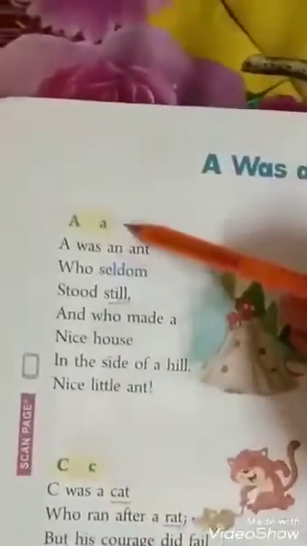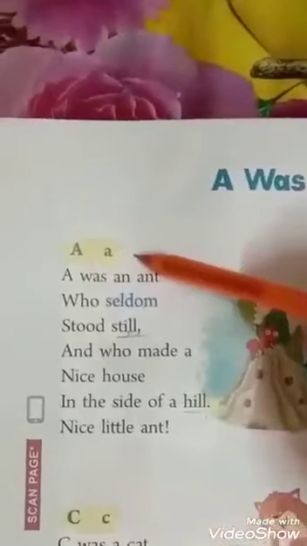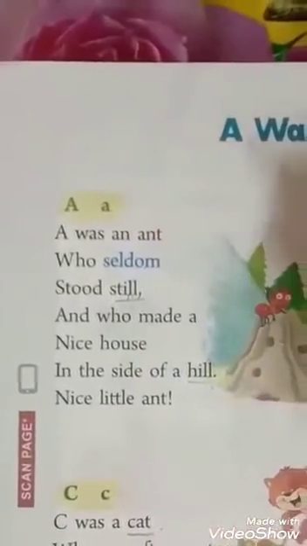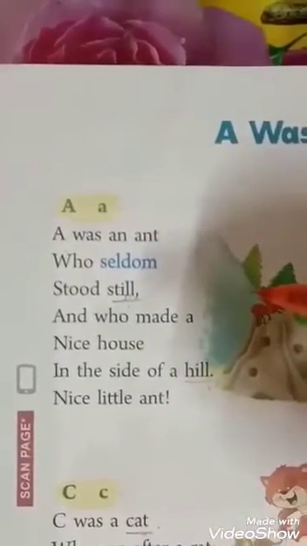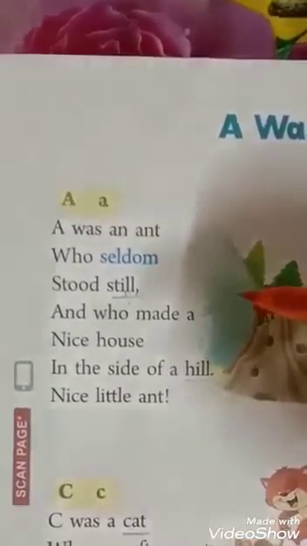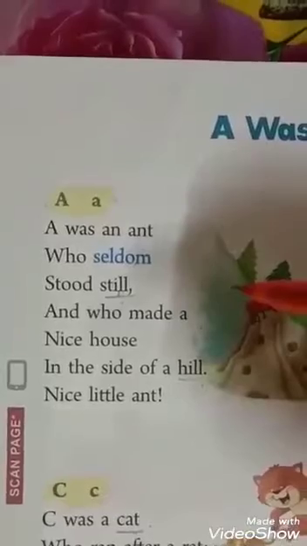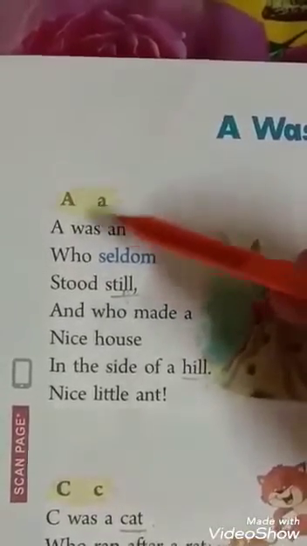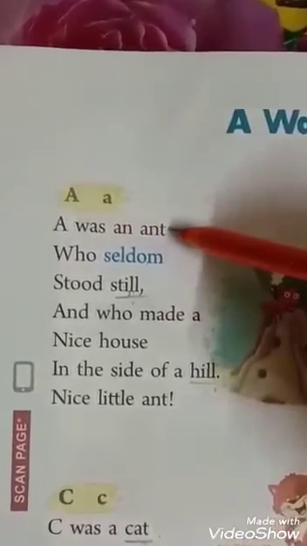So let us take the first letter A. A for arrow, A for apple, A for aeroplane. But here the author has described the letter A was an ant.